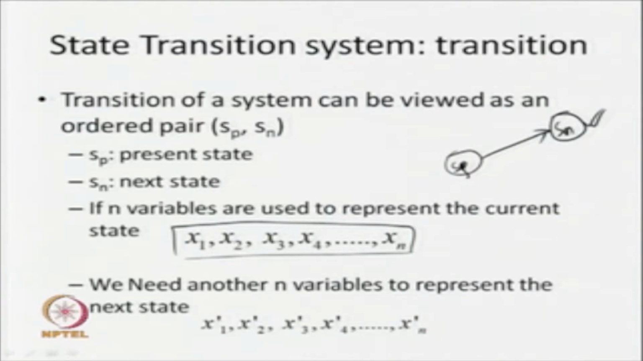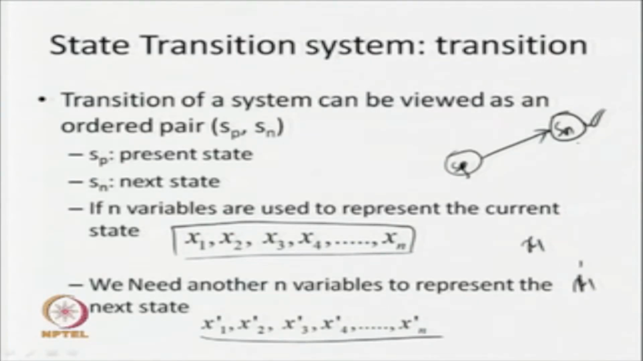I need another set of n state variables to represent the next state, and I will say that the prime version of the original variables is used to represent this next state behavior. So, if I have a variable x1 related to the present state, then corresponding to it I use x1 prime, which will represent the next state. That means we need another set of state variables to represent the next state.